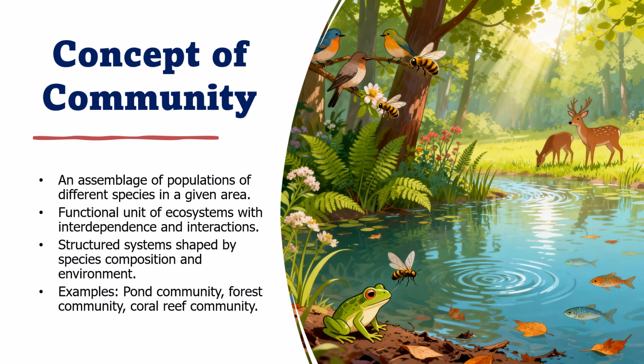Communities vary in scale, from small ones like a pond community to large ones such as tropical forests. They are structured by environmental factors and species composition, creating balance and stability. Understanding communities helps ecologists analyze ecological relationships, predict change, and develop conservation strategies for protecting ecosystems and the services they provide.